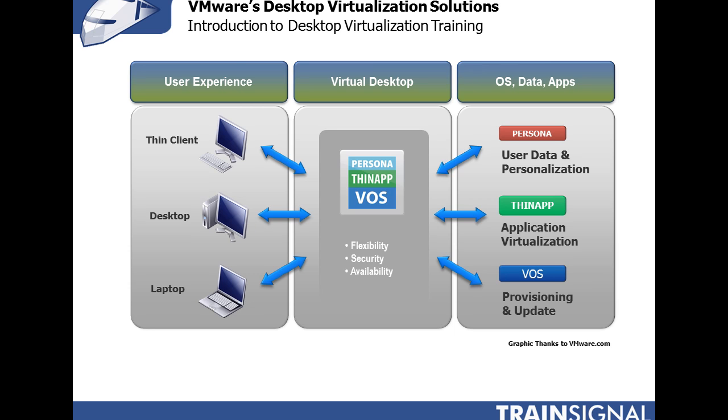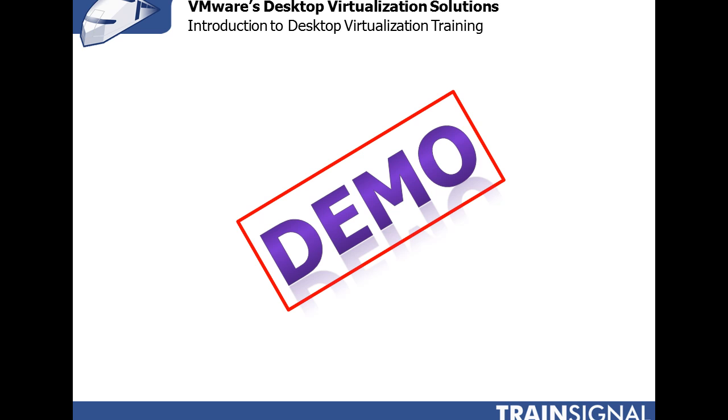So in the middle, you've got your virtual desktop. It's got its persona, that's the user data and personalizations. You've got ThinApp, which is your virtualized applications, and then the virtualized operating system, or the VOS. So you've got those separated out into the three distinct pieces, which makes managing virtual desktops, end user data, and applications so much easier. Now let's take a minute, and I'd like to provide a demonstration of application virtualization using VMware's ThinApp.